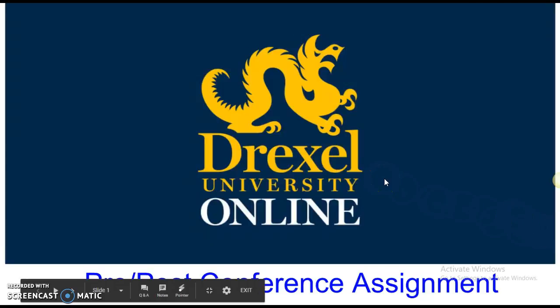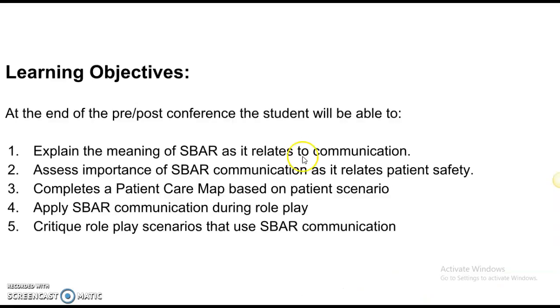So during the pre-conference, we went over the learning objectives, and I explained to the students that there would be 5 objectives that we would be accomplishing. The first one would be to explain the meaning of SBAR as it relates to communication. The second one, we were going to assess the importance of SBAR communication and how it relates to patient safety. Number 3, complete a patient care map based on a patient scenario. Number 4, apply the SBAR communication during role play. And 5, critique role play scenarios that use SBAR communication.